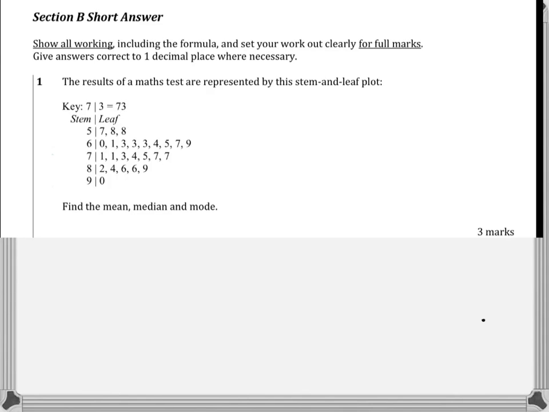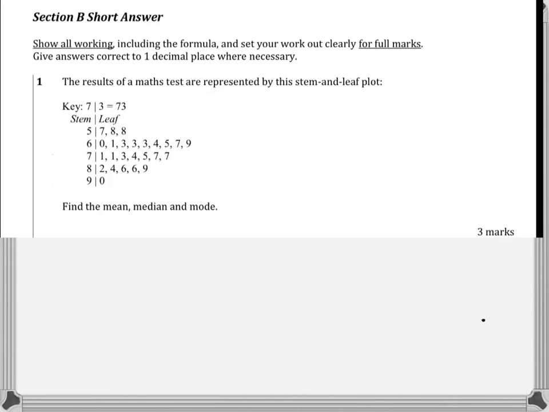So the first part is a stem and leaf plot, and these are the results of a maths test that are represented by the stem and leaf plot, and from that we have to find the mean, the median and the mode. So when doing that, we have to recognize that the stem is the same as the tens. Okay, they're the tens and they're the units, so we read it as 57 and 58 and 58%.